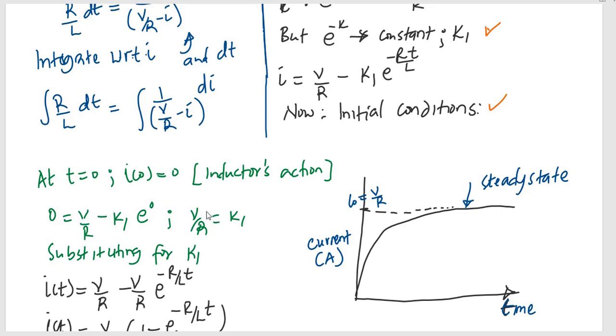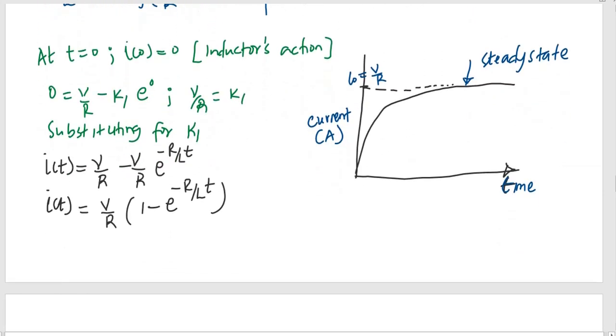It will give you V out of R equal to K1. So substituting it in the above formula, it gives us the fact that the current flowing through the circuit will be V out of R minus V out of R exponential of negative R out of L times T. And therefore, when we rewrite that properly, factorizing out V out of R from the brackets, it will be 1 minus exponential negative R out of L T.